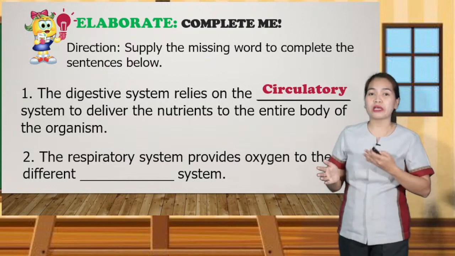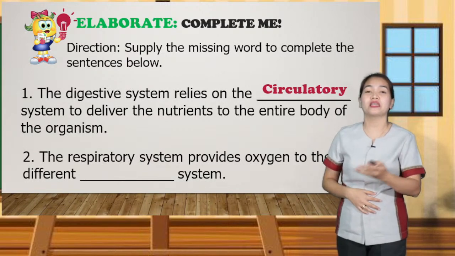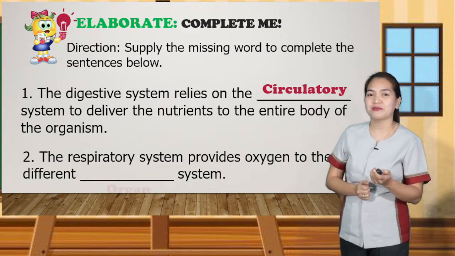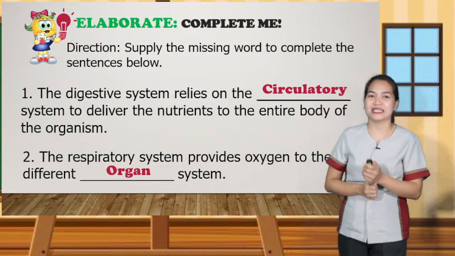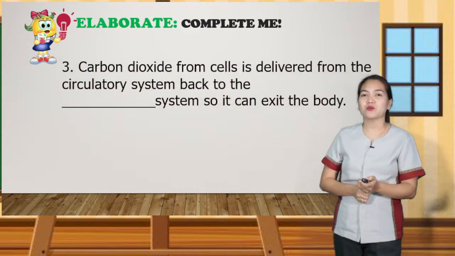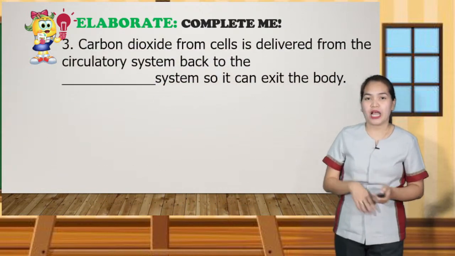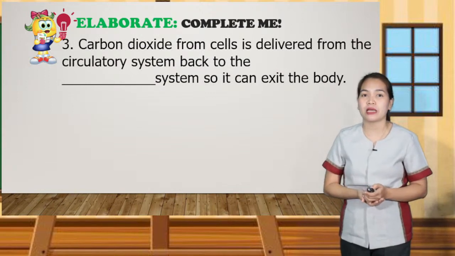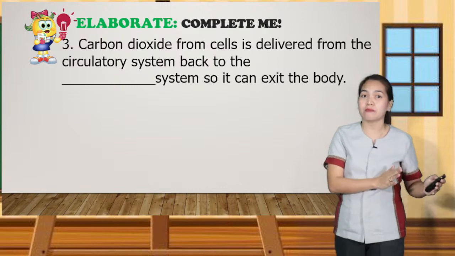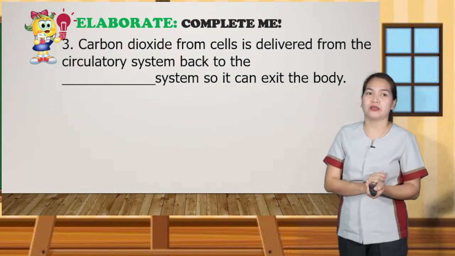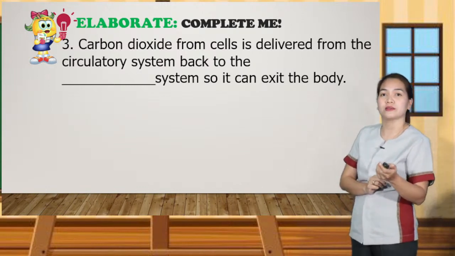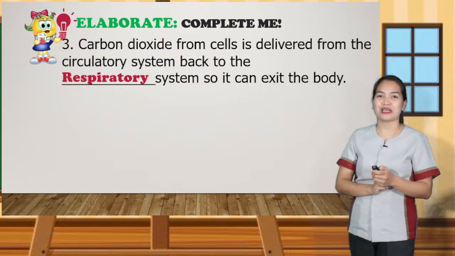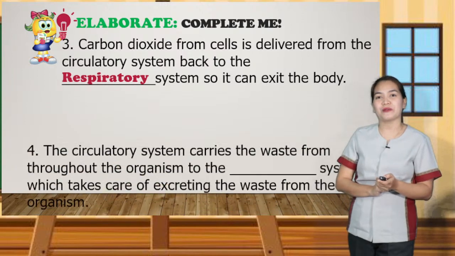Okay, next, what about this one? The respiratory system provides oxygen to the different blank system. Your answer is organ system. Okay. Next, we have number 3. Carbon dioxide from cells is delivered from the circulatory system back to the blank system so it can exit the body. So what do you think this is? The answer is the respiratory system.